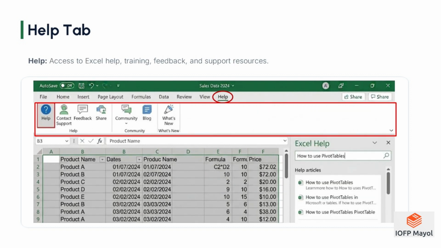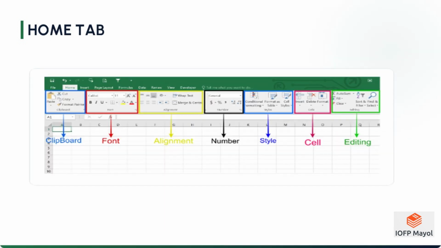Help tab. Help. The sequence concludes with the Help tab. The ribbon displays assistance options. A prominent Help pane is open on the right side of the screen, showcasing the search features and community resources provided by this tab.